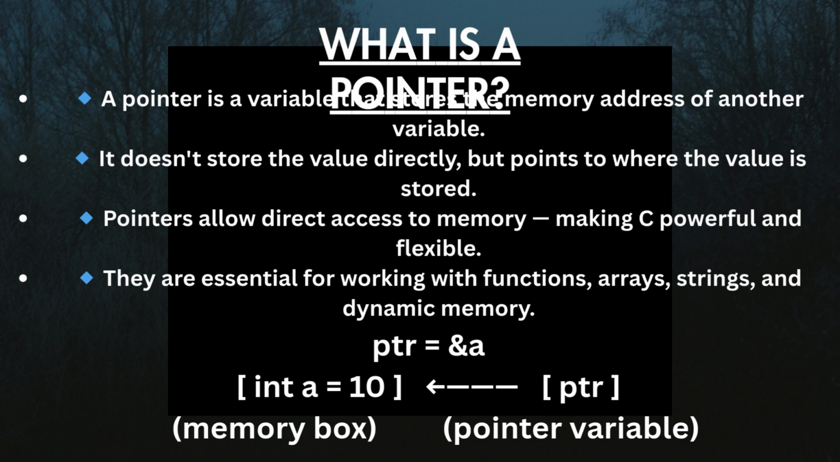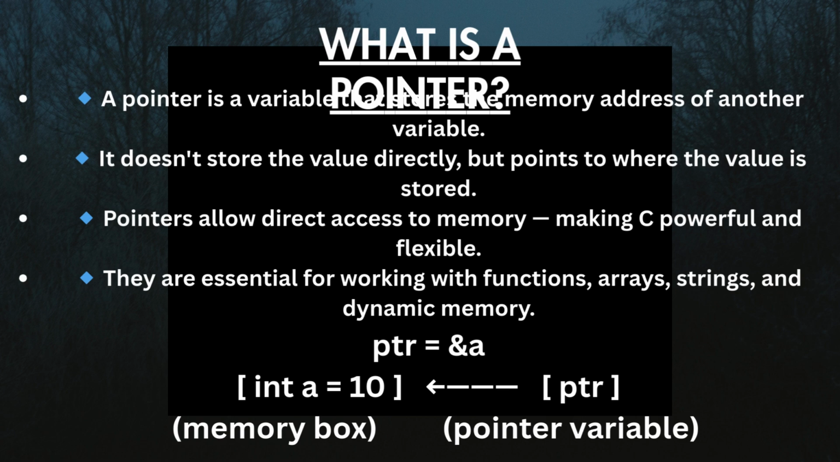Now let's break this diagram down to really understand what a pointer does. Here we have a regular integer variable called a, and it's storing the value 10. You can think of it as a little box in memory holding that number. Next to it, we have another variable called ptr. But ptr isn't storing a number, it's storing an address, specifically the address of a.